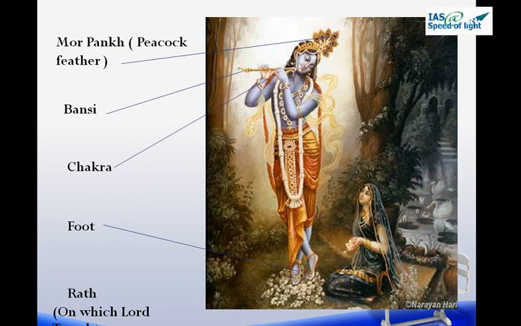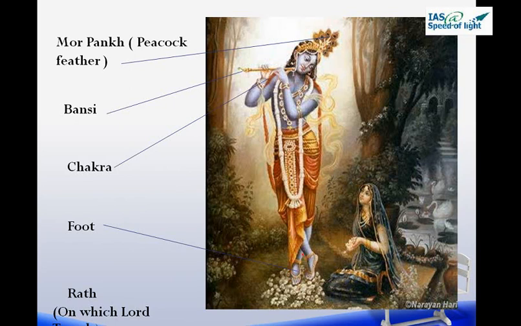We'll start again from the uppermost part of Lord Krishna, that is the mor pankh or the peacock feather which Lord Krishna used to wear. Then it would be the bansi, right? Then it is the chakra which Lord Krishna keeps with him, then the foot, and then Lord Krishna travels on his rath, the horse rath, right? So morpank, bansi, then chakra, then foot, and then rath. These five things we would like to take from Lord Krishna now. Let us see one by one, starting with morpank.